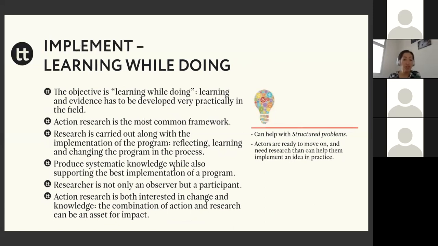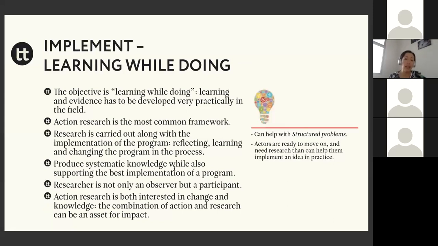the action research, and this means that we are already in the process of implementing a program or a policy, and we carry out research exactly on how the implementation is going in the process, right? So we can, for example, work with a specific unit within a ministry and work with them in understanding, reflecting of how the implementation is going. And that's the type of research that we would consider action research.